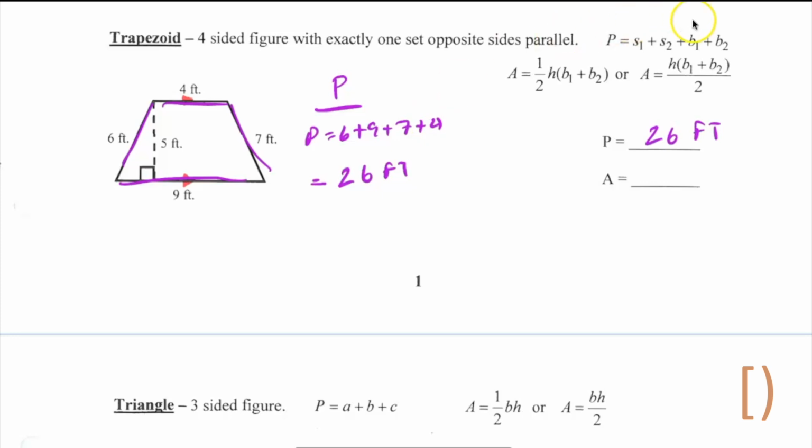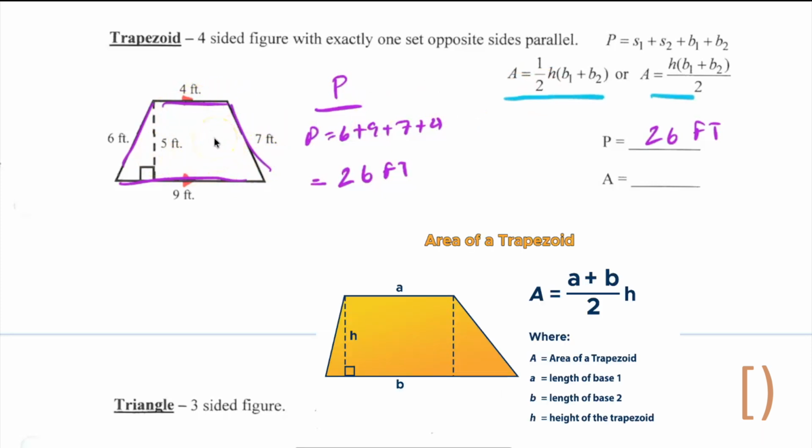Like that. Now the area is where it gets interesting. So you could do a couple ways. You could try to make triangles right here and then add the 2 triangles plus the middle rectangle. But we do have a formula we could use. So that's the area of a trapezoid formula. Area of a trapezoid has a very special formula.